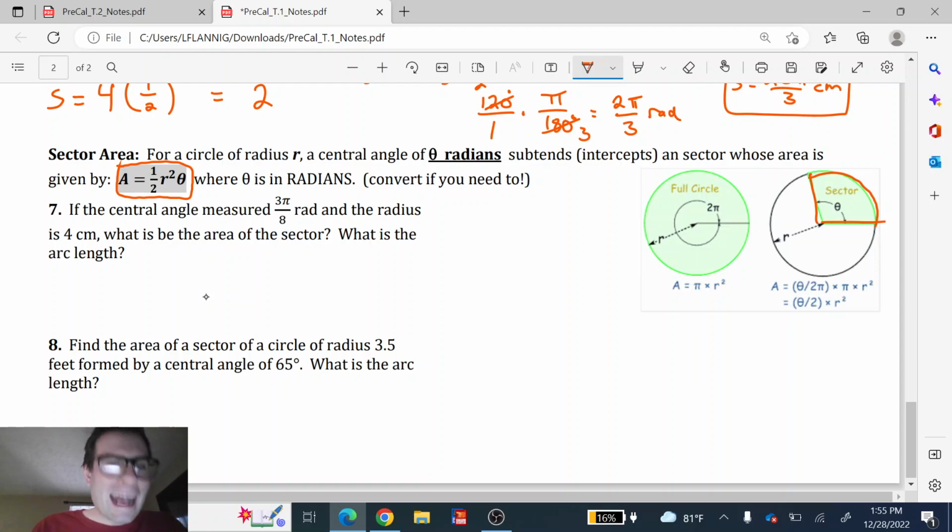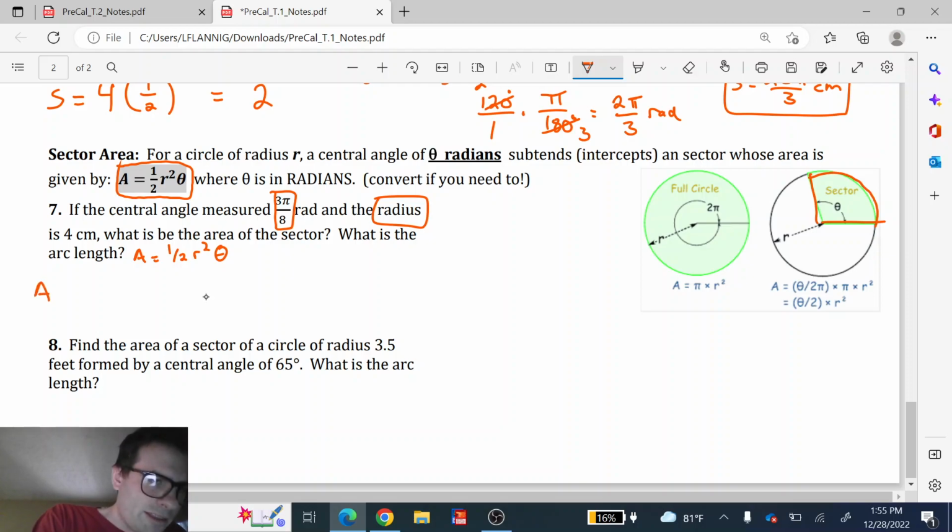Theta, again, has to be in radians, and you have to convert it if you don't know it. So you know the central angle is measured at 3 pi over 8 radians. Great, we already have it in radians. We have the radius as well. So our goal is to find the area. Area equals 1/2 r squared theta.